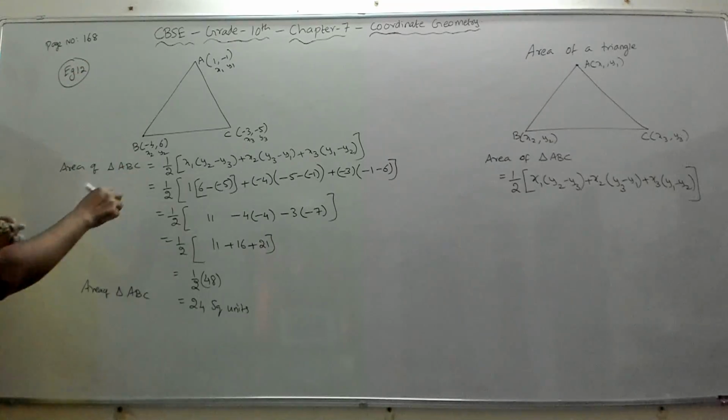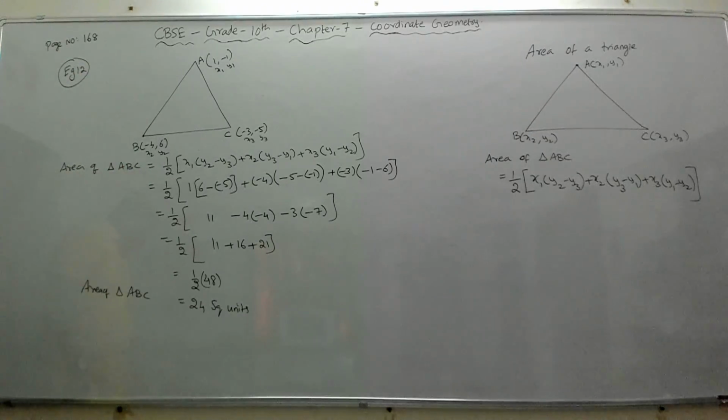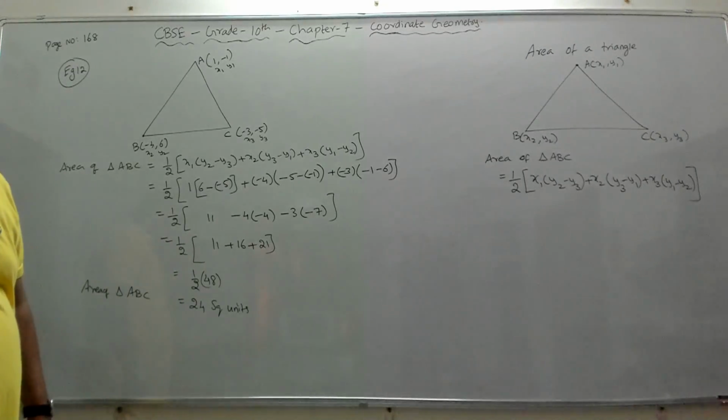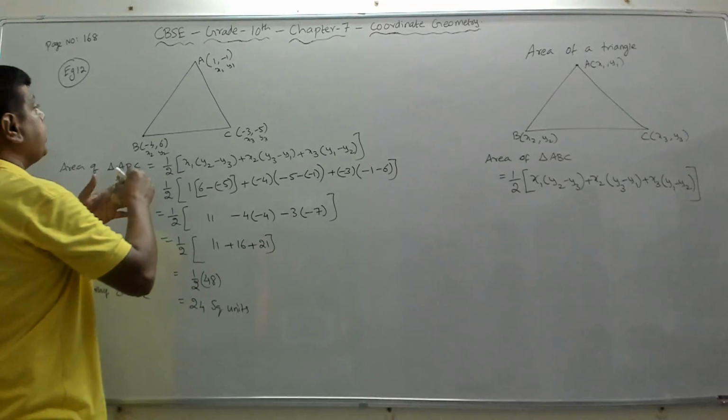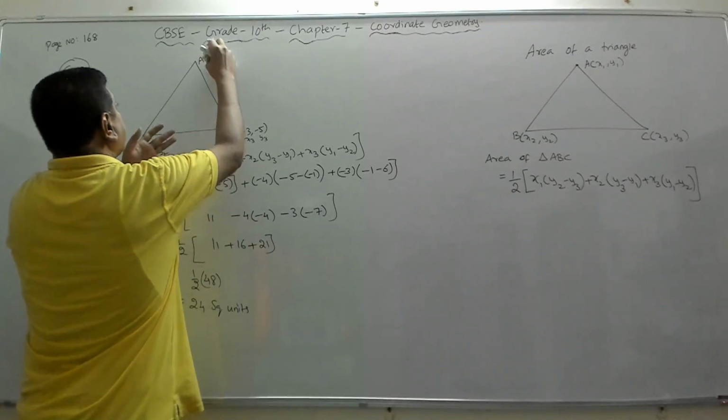Example 12 is again where the three vertices are given. Find the area of the triangle formed by the points A of 5, 2, B of 4, 7 and C of 7, minus 4. So A is given as point A.